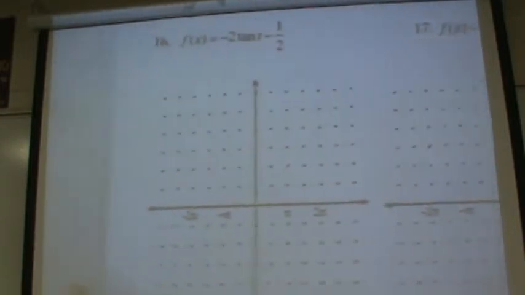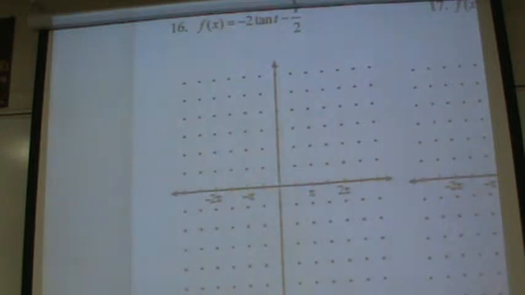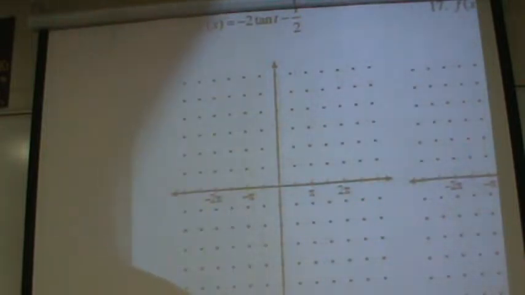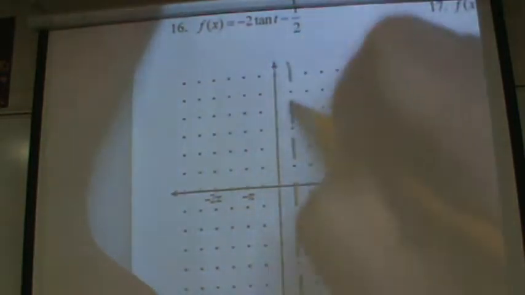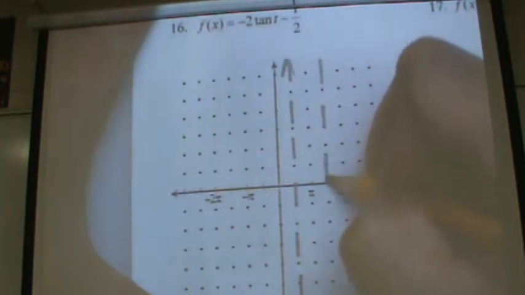I think I'd probably change, well, you don't have to change your scale, but you can. You want to change it? Yeah. Asymptotes are at pi over 2, 3 pi over 2.